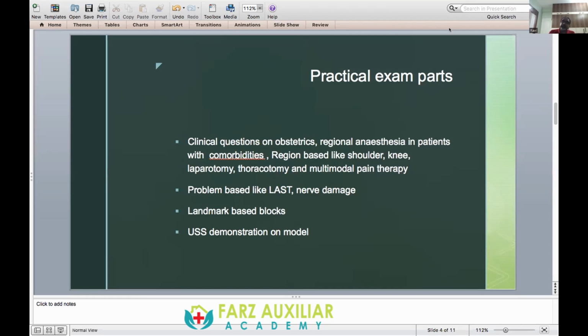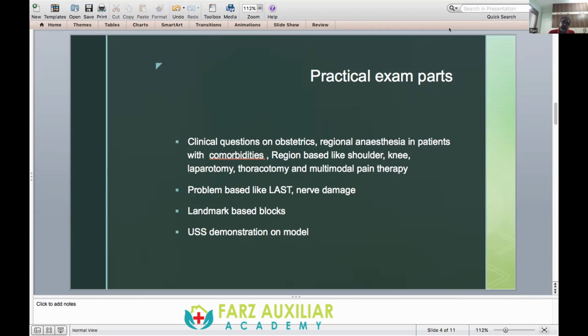Then the second question, this is the clinical question. The second question that comes is the problem-based thing. I have put some problem-based questions in later slides. Local anesthetic toxicity comes very frequently. You have done a nerve block, the next day the patient has a nerve damage. Those sort of problems are very common. These are the viva.